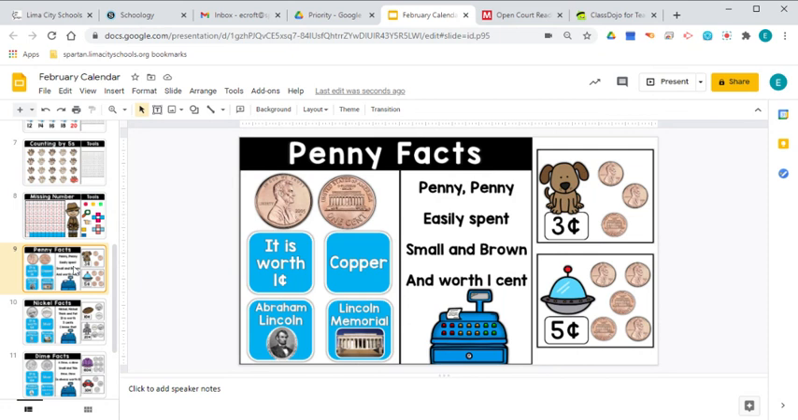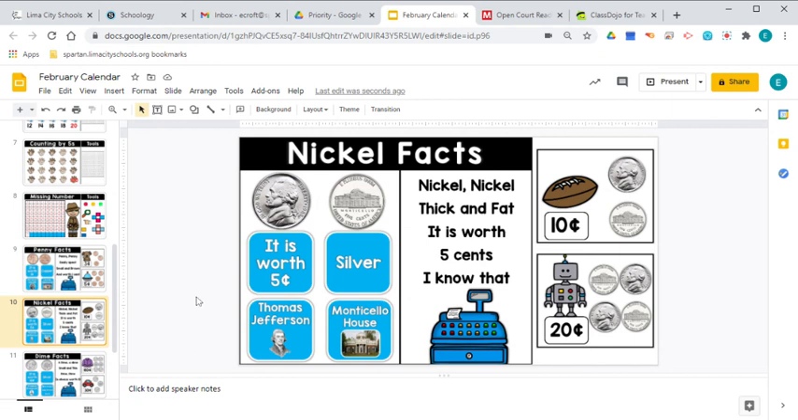Yesterday, we talked about the penny a little bit, and penny, we said, is worth 1 cent. Penny, easily spent, small and brown, and worth 1 cent. And it's not just brown, it's that copper color, right? It's more of a reddish brown. Let's talk a little bit about the nickel today, the nickel.